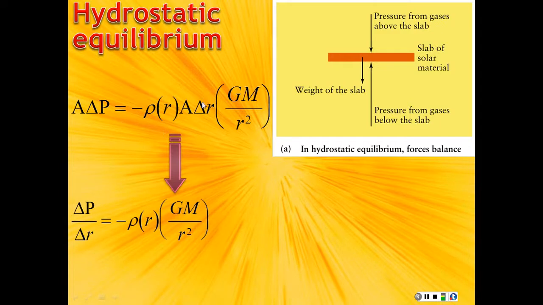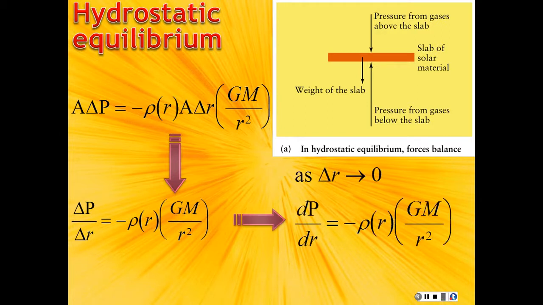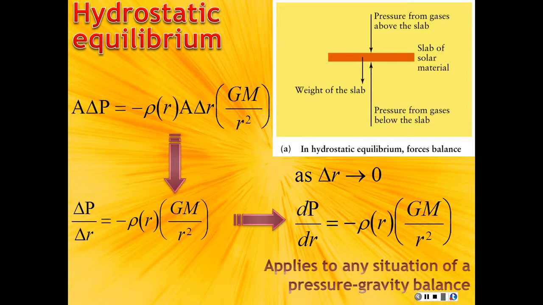We can rearrange this. I put the delta R on this side. Now I've got the rate of change of pressure with radius, and it's given by the density and gravity, but gravity is also radially dependent. As we take delta R to 0, so we go in infinitesimally small steps, we get really the dP by dr, the rate of change of pressure with depth into the Sun, or into the ocean, or into the atmosphere, and so on. Okay, it applies to any pressure-gravity balance.